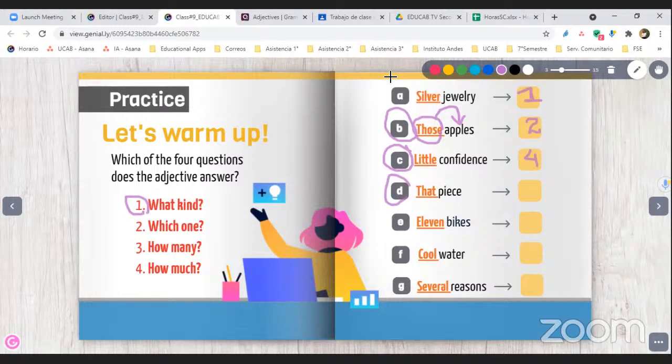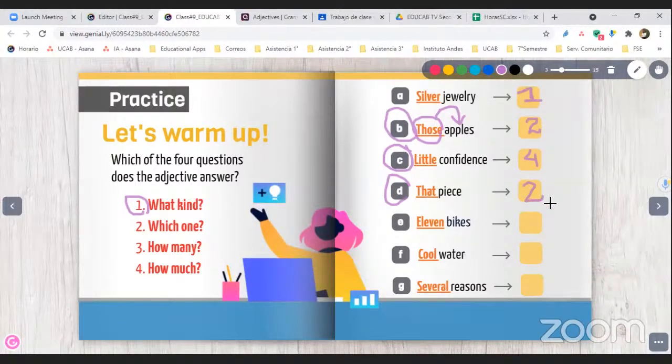And how much couldn't be because a piece is something you can count. For example, the pieces of a puzzle, or maybe of a car, or I don't know, you can count them. So good. Right now we're talking about the question, which one? Thank you. Thank you very much, Leticia.